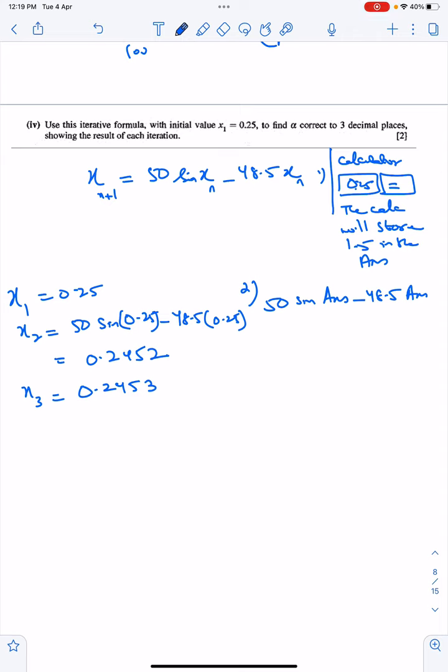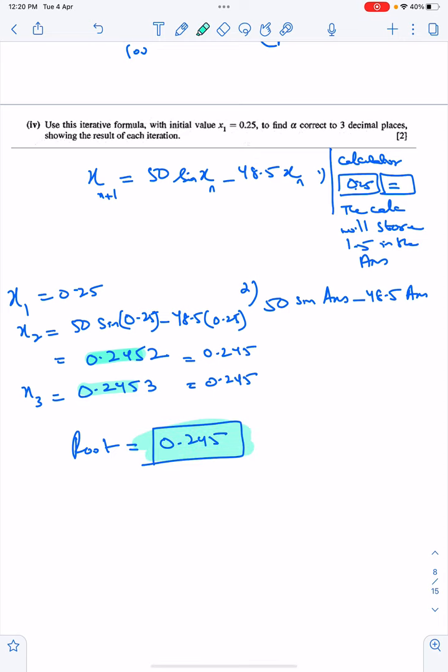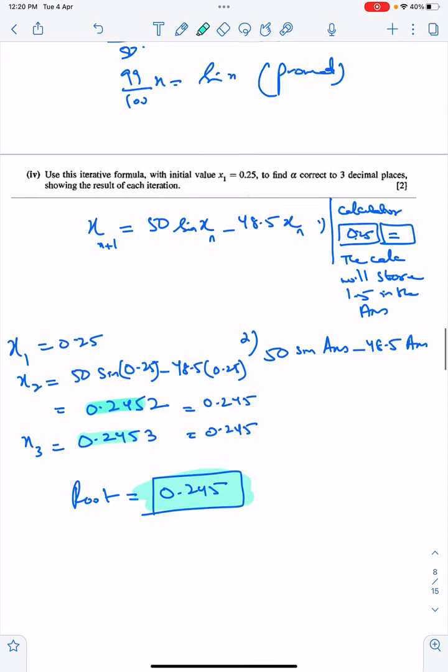Okay, if you notice, this is also up to 3 decimal places. This is also 0.245 after rounding off. So this is going to become my final answer. So the root of the equation is going to be 0.245. This is the final answer which I have. You have to keep on doing this until you get the answer correct to 3 decimal places.